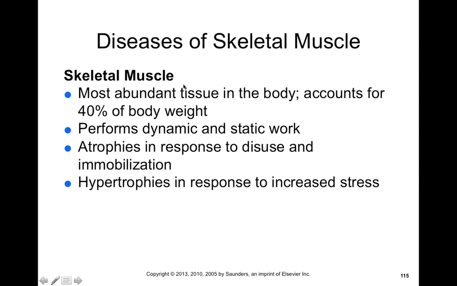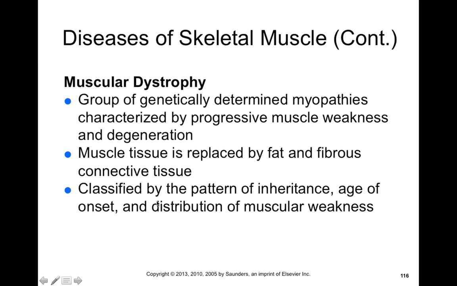So, skeletal muscle is the most abundant tissue in your body. It actually accounts for about 40% of your body's weight. It performs dynamic and static work, but it atrophies in response to disuse or denervation, and it hypertrophies in response to increased use. Now, muscular dystrophy is a group of genetically determined myopathies that lead to progressive muscle weakness. The muscle tissue is eventually replaced by fat and fibrous connective tissue, and it's classified by the pattern of inheritance, the age of onset, and which muscles are affected.